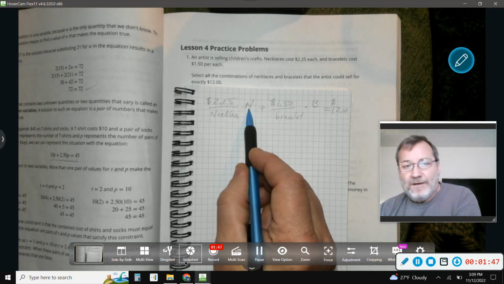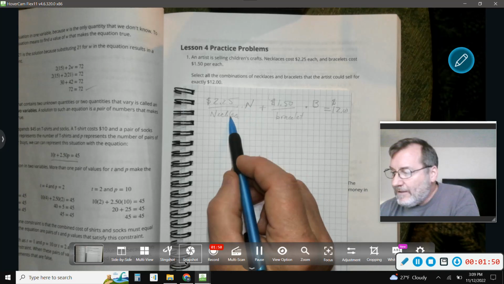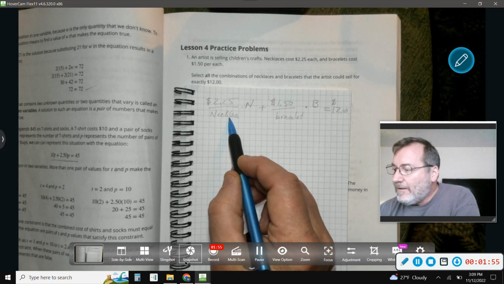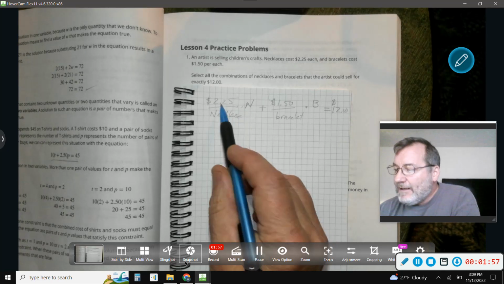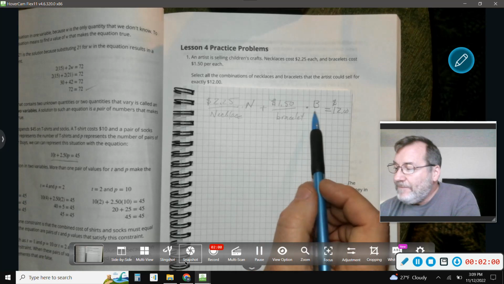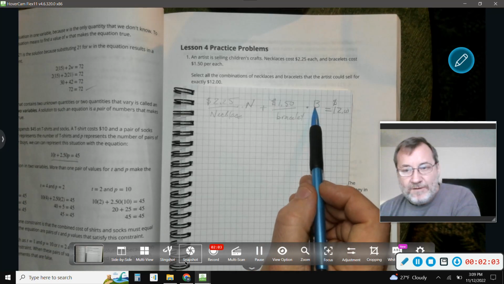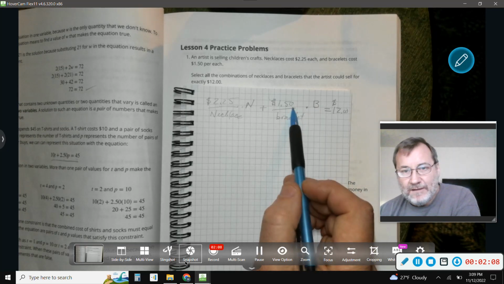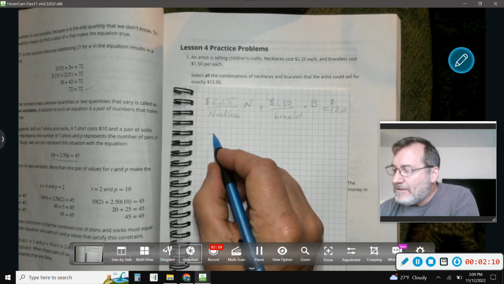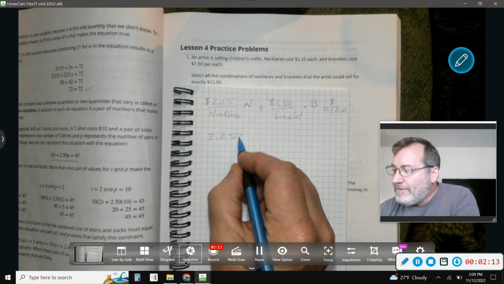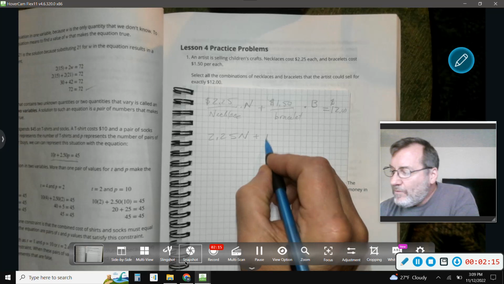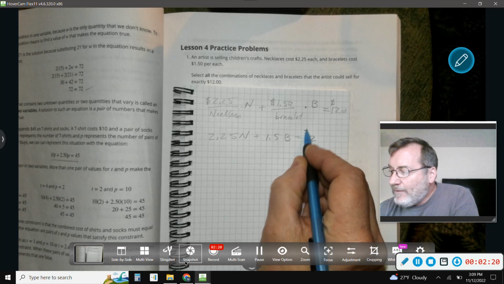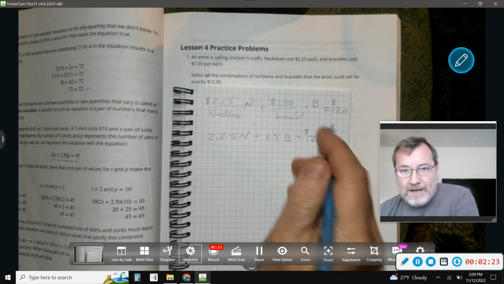Of course, the units on necklaces are going to be necklaces, so the number of necklaces will cancel with the unit down at the bottom, and I'll just get dollars. Bracelets here, the number is bracelets, and so the bracelet unit down here and up here will cancel, and we'll just get $1.50. So essentially, this comes down to 2.25 times N plus 1.5 times the capital B equals $12. And we have to figure out which of these combinations work.